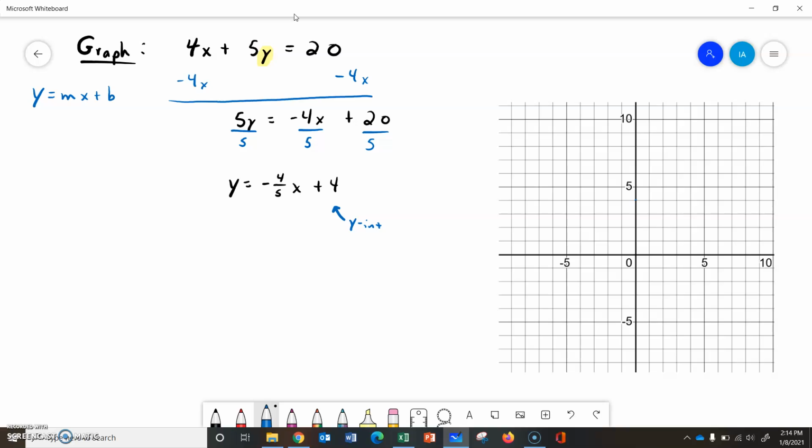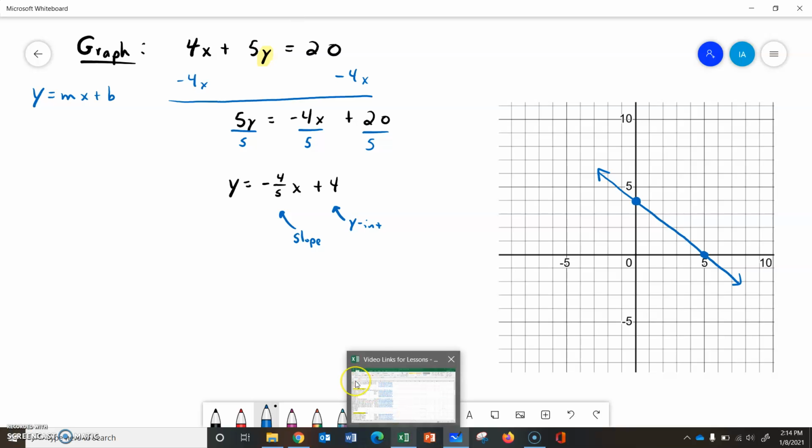So basically that's a point on my graph. And then the slope is negative 4/5. So that means I would take that point and come down 4, move over 5. So after graphing that point and using the slope, I end up with the graph over here through those 2 points.